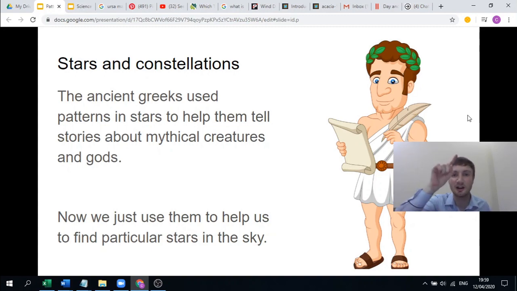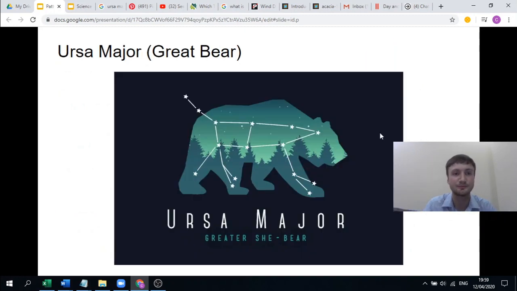And constellations are just drawing lines between the stars. Now we use constellations to help us find particular stars in the sky. It's very hard to find a star if you're just looking at the sky. But if you can see patterns, then it's much easier.